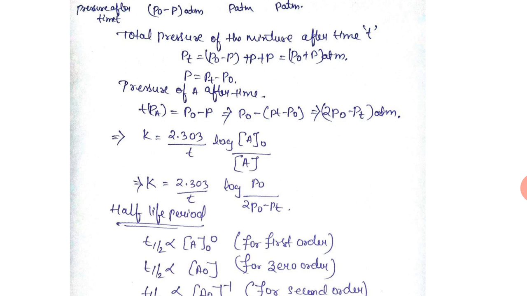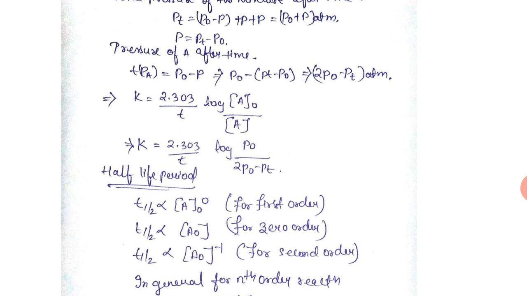So you may know about these things. Next we come to the first order formula, that is K is equal to 2.303 by t log of the initial concentration of the reactant A by the concentration of A at time t. You have to put this into the pressure form. So we get K is equal to 2.303 by t log P naught by (2P naught minus Pt).